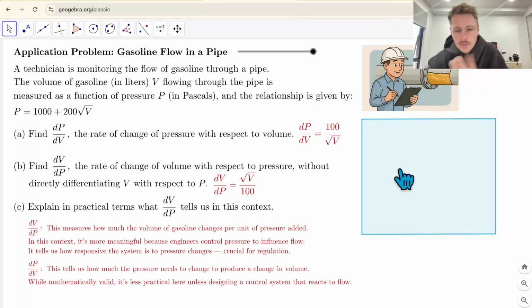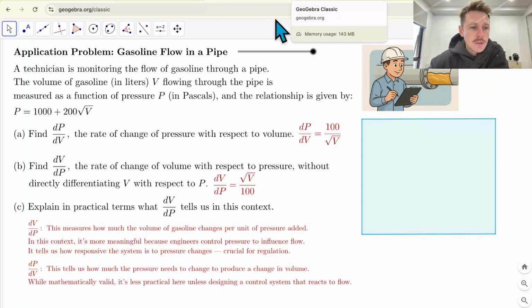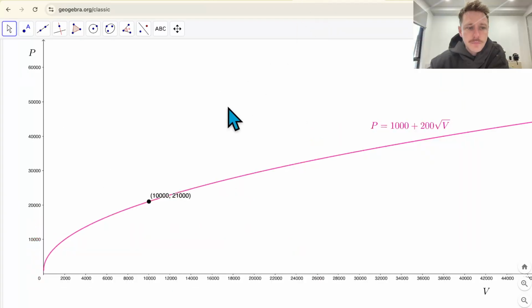To really wrap our head around what's going on, let's have a think about what the graph looks like. We're just going to graph pressure and volume here. On the x-axis we've got V, and on the y-axis we've got pressure. We can see here that the pressure required is 21,000 pascals, and you'll get 10,000 litres flowing through the pipe in a given amount of time. Obviously it changes. You can see, interestingly, down here, for a given change in volume you get a larger change in pressure for smaller volumes.